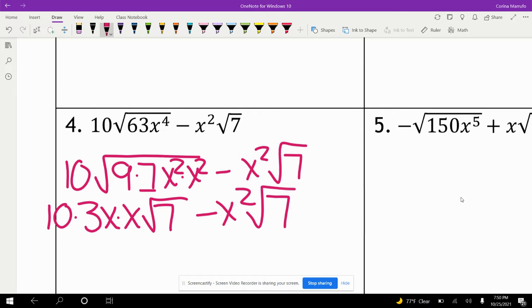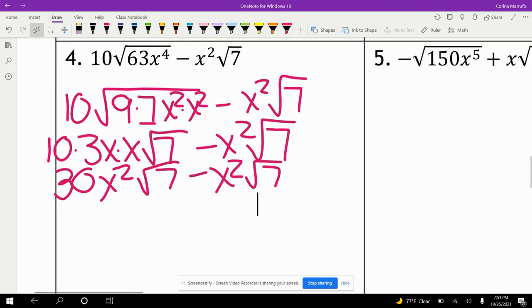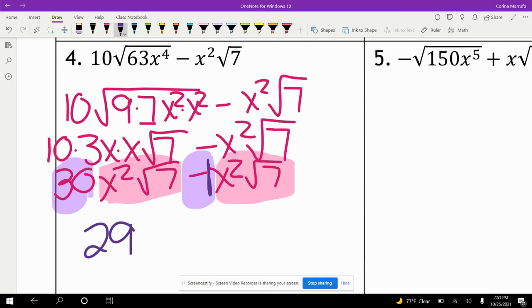So 10 times 3 gives me 30. So x squared and the square root of 7 minus x squared and the square root of 7. Now we can go ahead and combine them. With this part, these need to be exactly the same, the x squared and the square root of 7, x squared and the square root of 7. So we look at the coefficients, we have 30 and we're taking away, there's no number there, but remember it's an invisible 1. So we have 30 and we take away 1, that gives us 29 x squared and the square root of 7.